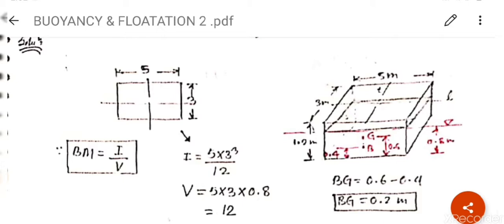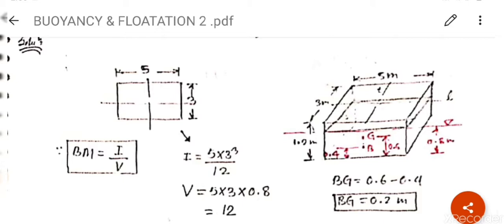the centroid of the body which is in the water, that is 0.8 upon 2, that is 0.4, and the centroid of the body, that is G, that is 1.2 upon 2, it will be 0.6. So the value of BG, clear? B and G, the distance between them is 0.6 minus 0.4, that is 0.2 meter.